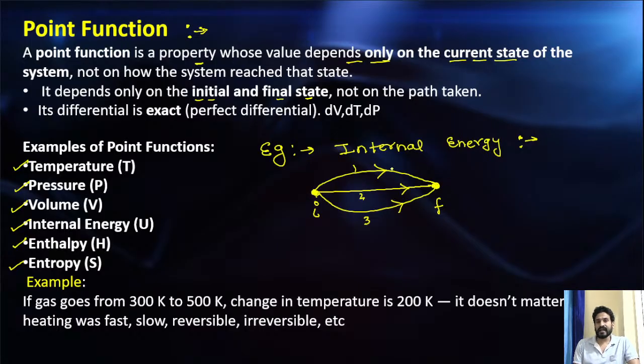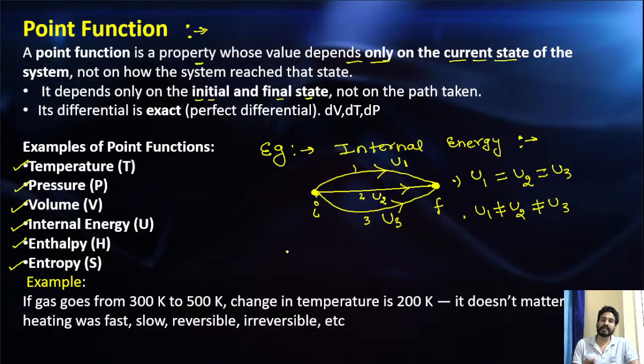So let's suppose for path 1, the internal energy of the system is U1. For path 2, the internal energy of the system is U2. And for the third path, guys, it is U3. So my question is: is U1 equal to U2 equal to U3 the correct expression? Or can I say U1 is not equal to U2 is not equal to U3? What will be the correct equation?